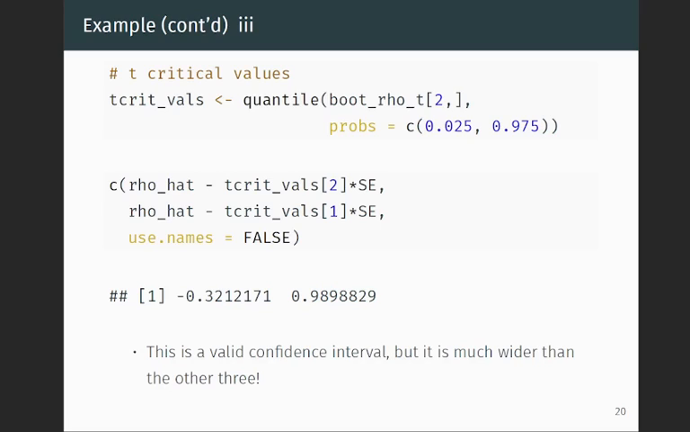And what we get is this confidence interval, which is actually a valid confidence interval in the sense that it's contained in the interval -1 to 1, but it's much wider than the other 3, and in particular it crosses 0. So all the previous 3 confidence intervals would allow us to reject the null hypothesis of no correlation, but this particular confidence interval would not allow us to do so.